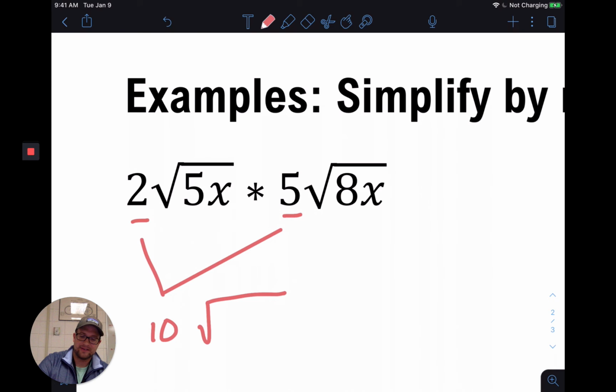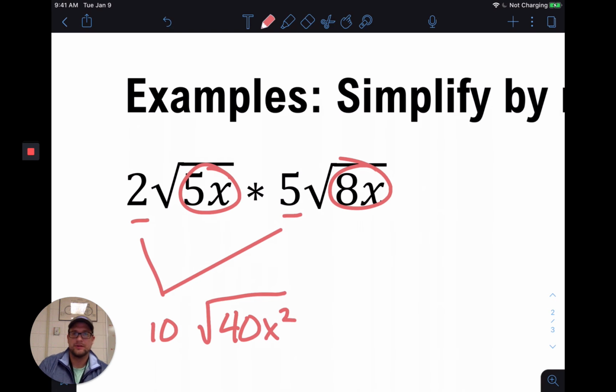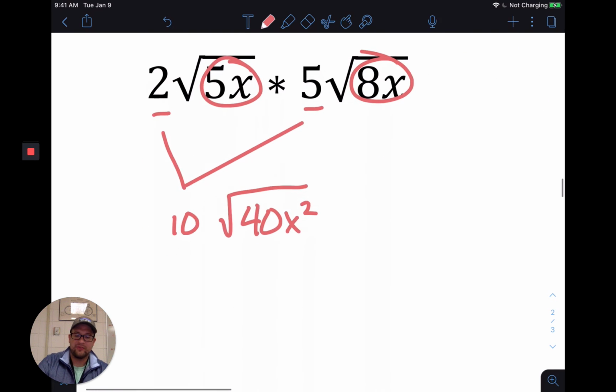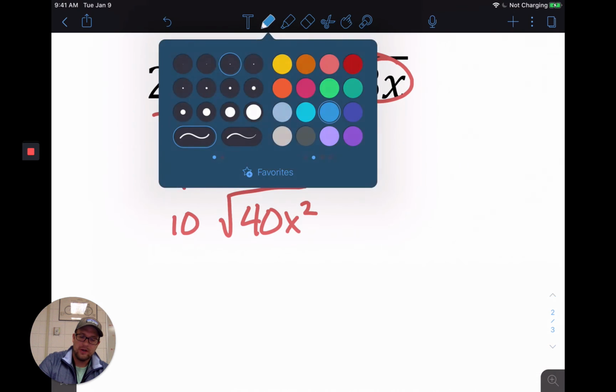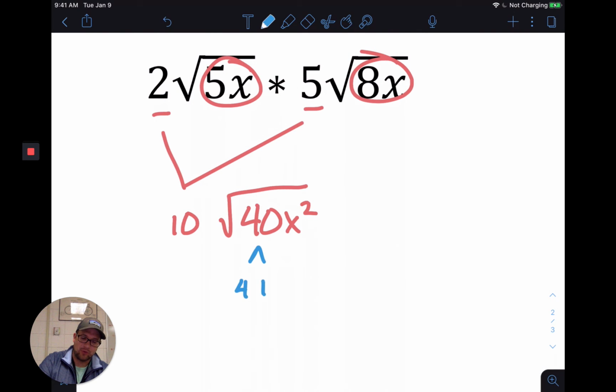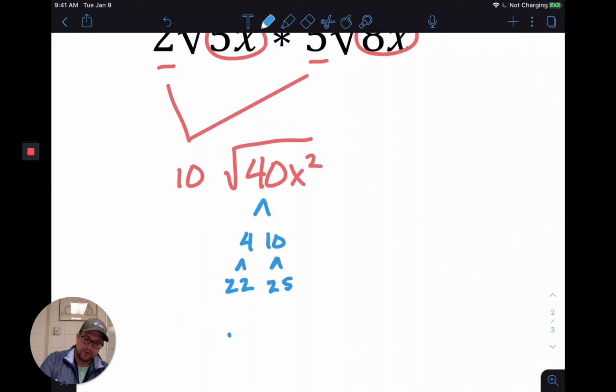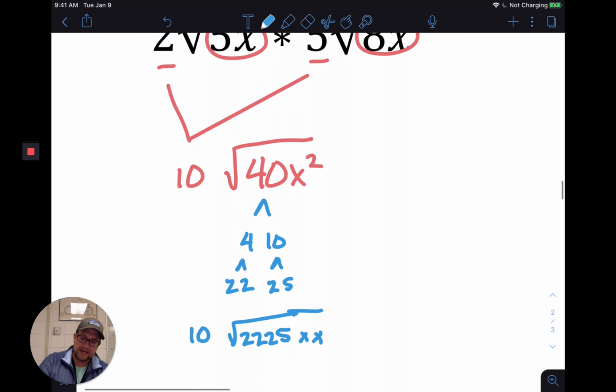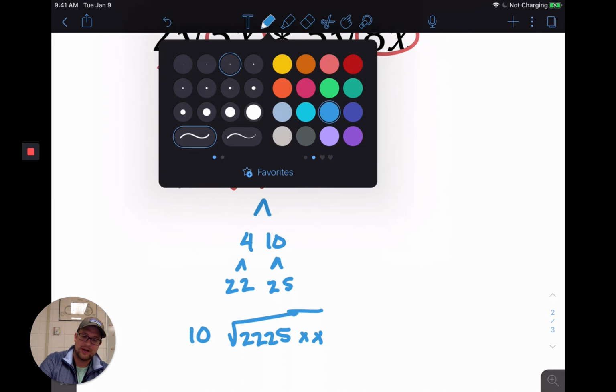So 5x times 8x would give us 40x to the 2nd power. And last but not least, we need to simplify. So to simplify this, 40 is just 4 and 10, 4 is 2 and 2, 10 is 2 and 5. So I could rewrite this as 2, 2, 2, 5, and then x to the 2nd power, or xx if I wanted to. With a 10 on the outside, we're doing square roots again right now.